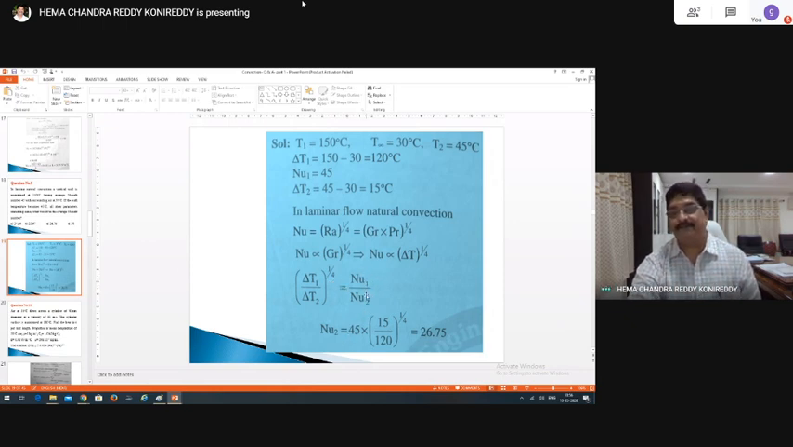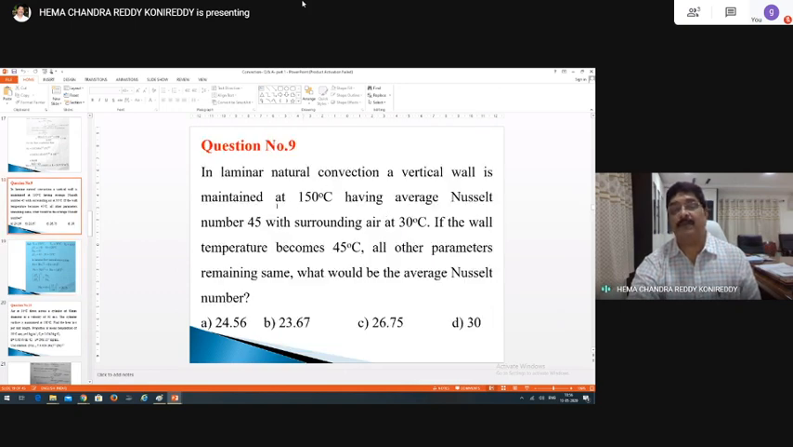Nu1 ఇచ్చేసాడు. ఓకే, Nu2 ఎంతో చెప్పంటాడు. అంటే Nu1 ఎంత ఉంది? 150 degrees ఉన్నప్పుడు T1 is 150, T plate is 30 degrees, T fluid is 30 degrees centigrade. What is delta T? Wall temperature, fluid temperature మధ్య difference ఎంత? 120 degrees centigrade. So delta T1 when it is 120 degrees centigrade, Nu1 is 45. When temperature difference is 120, Nusselt's number is 45.